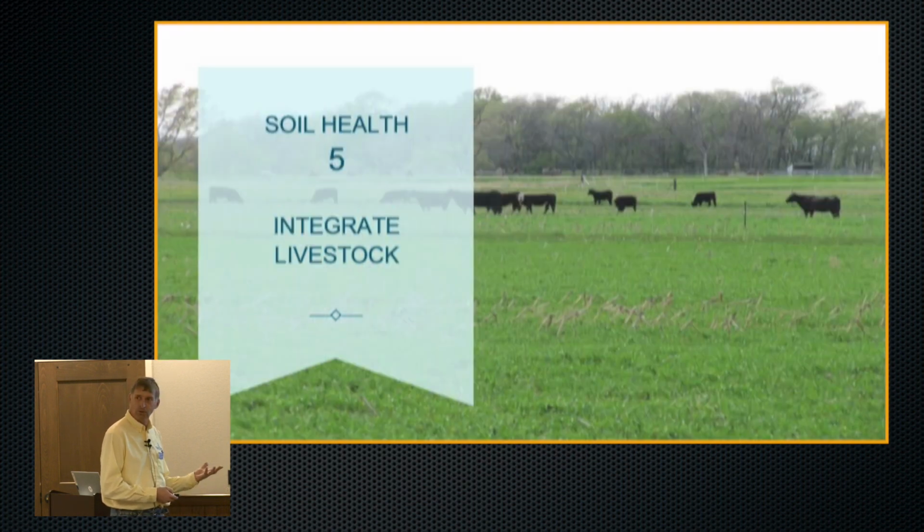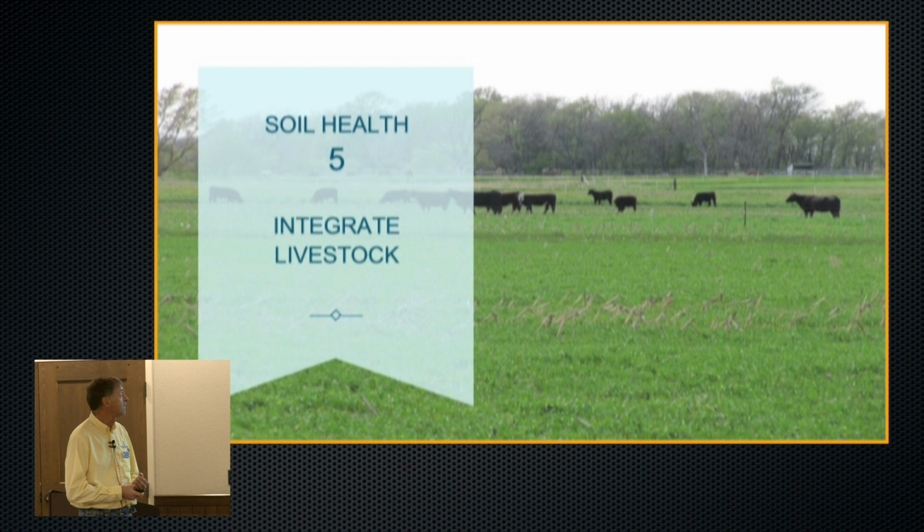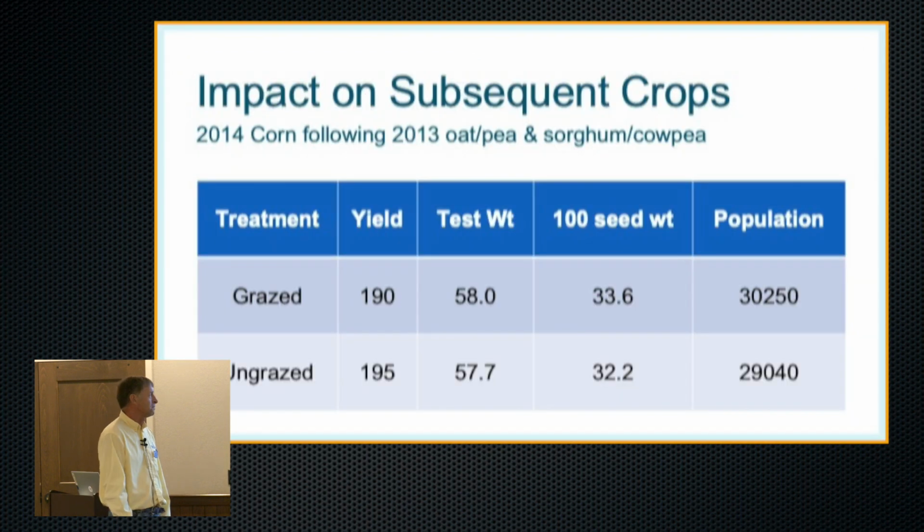Okay, sometimes it's 4 principles, sometimes it's 5. We're going to talk today about the 5th principle of building soil health, and that is integrating livestock into your cropping system. So it might be dedicated crops, it might be cover crops, but putting livestock out there is a good proven practice.